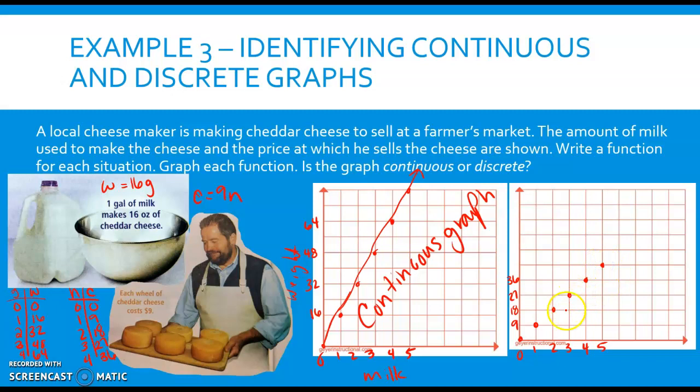Now on this one, these are the wheels of cheese, right? We're not selling partials. I can only sell a wheel of cheese, or that's how he's selling them, as wheels. So we're not selling half a wheel. We're not selling three quarters of a wheel. These are each individually distinct points and distinct amounts. So I'm not going to be able to earn anything between 0 and 9. I'm either going to earn 0, or I'm going to earn $9, or I'm going to earn $27. There's no in between 18 and $27. And so that's what makes this discrete.